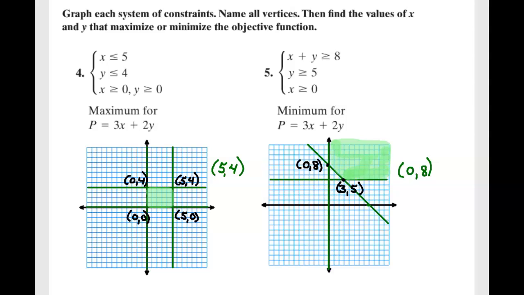It doesn't ask me for a maximum because this graph is increasing infinitely both in the y and x direction. Therefore, we can't really find a maximum. But we can, however, find a minimum, and we saw that the minimum occurred at 0, 8. So the minimum occurred at 0, 8, or 16.